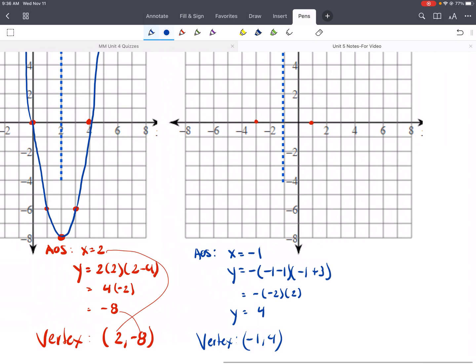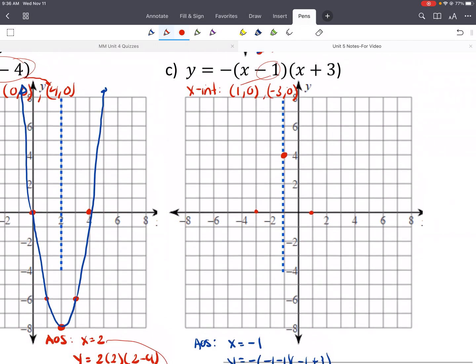So let's plot that. Negative 1, 4. And then A is a negative, I'll do it here, A is equal to negative 1. So we'd do 1A, 3A, 5A, so we'd go over 1, down 1, over 1, down 3, over 1, down 5, in both sides. And we're done.